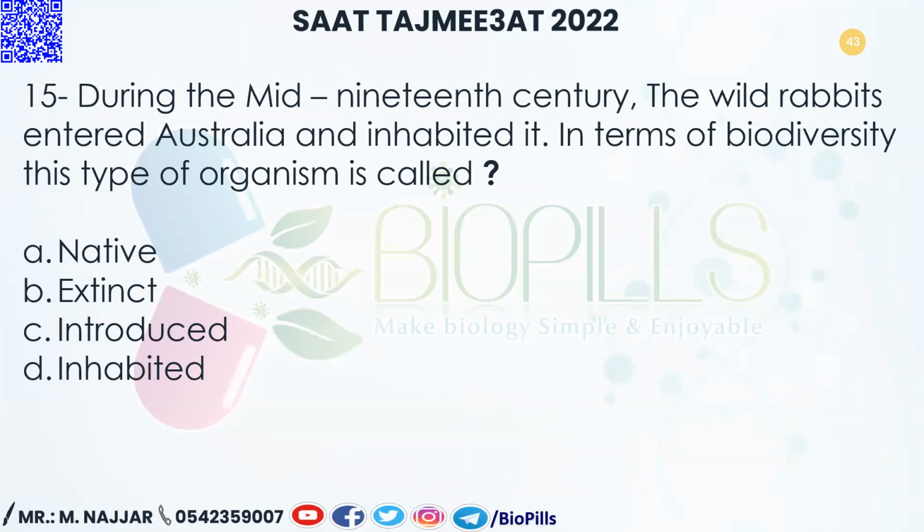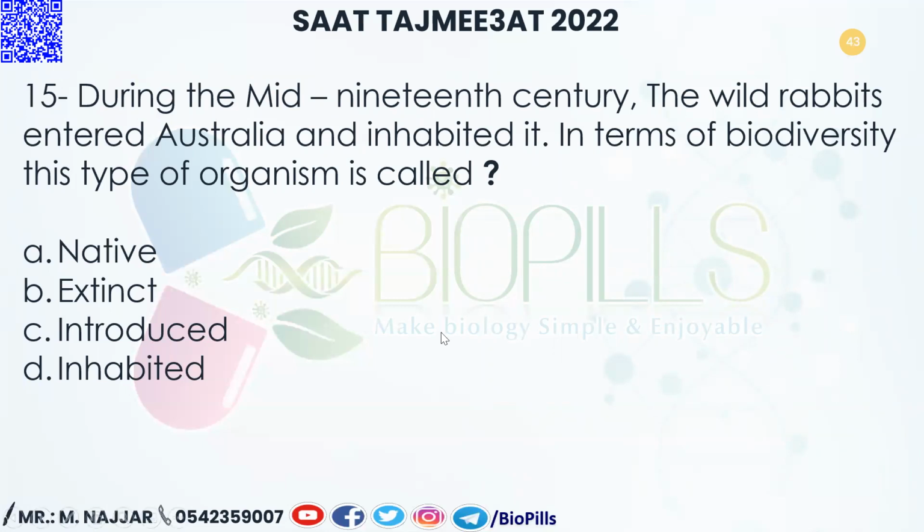Question number 15. During the mid-19th century, the wild rabbits entered Australia and inhabited it. In terms of biodiversity, this type of organisms is called A, native, B, extinct, C, introduced, D, inhabited. It is a very easy question, and it is not new, by the way, but the phrasing of the question is a little bit new. So the correct answer here, the rabbit is considered an introduced species.